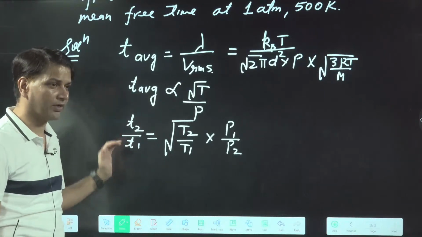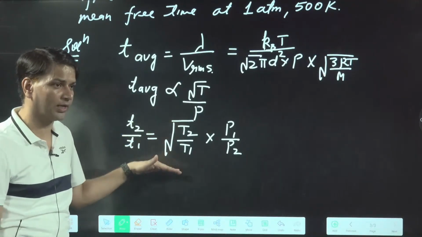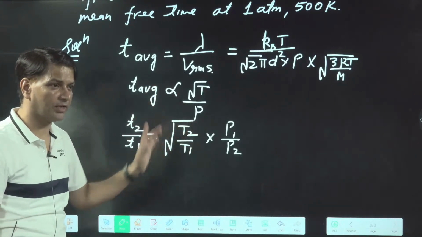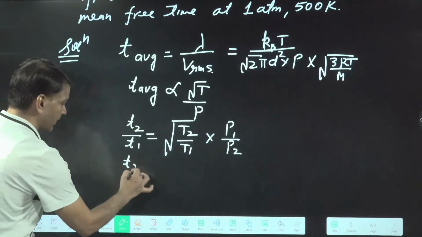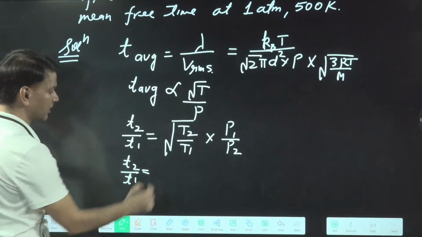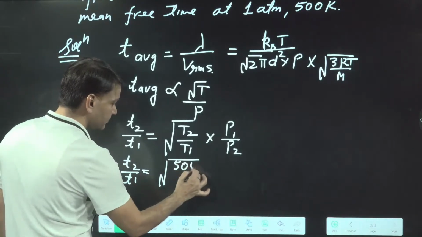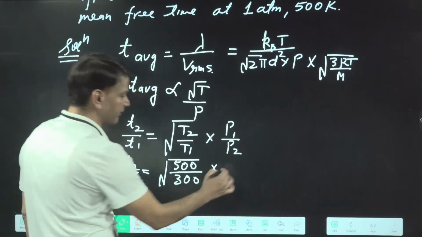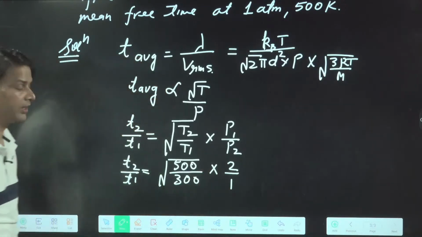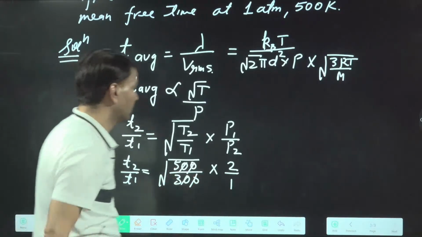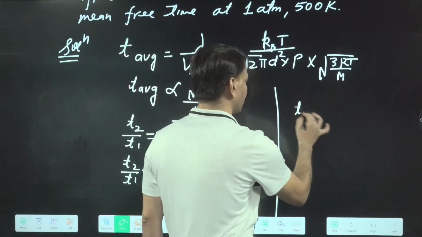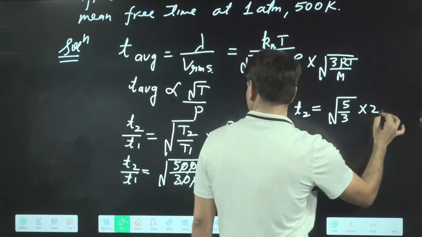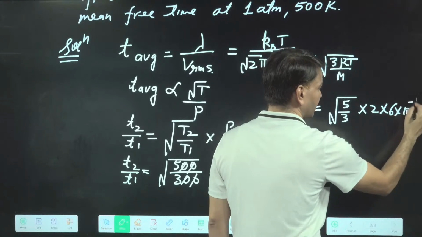Okay. Now the ratio of the time T2 by T1 I can write as under root of T2 by T1, because it is directly proportional to root T and inversely proportional to pressure. That's why P1 by P2. Now T2 is 500, T1 is 300, into initial pressure I gave 2 atm, final pressure 1 atm. Now this 0 and 0 cancel out. Then T2 is equal to under root of 5 by 3 into 2 into T1, which I gave as 6 into 10 to the power minus 10.